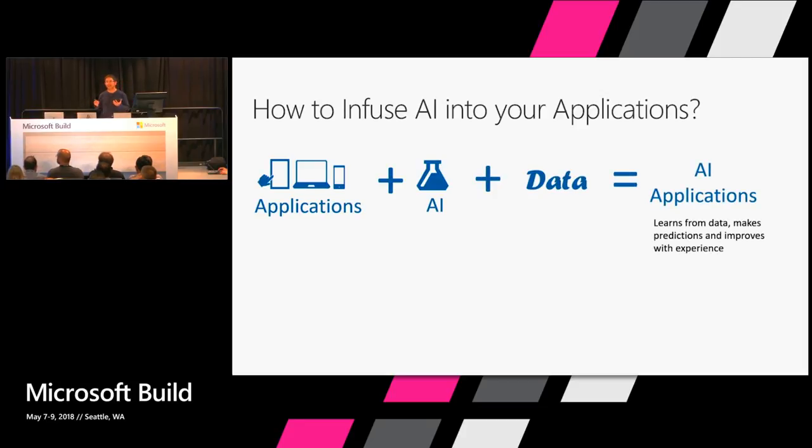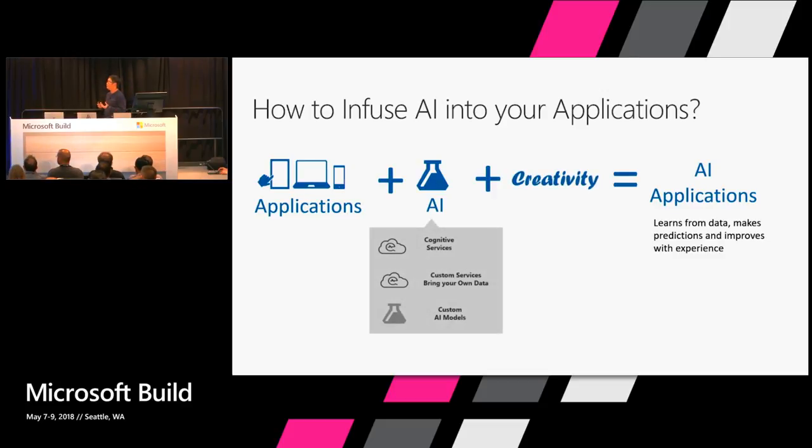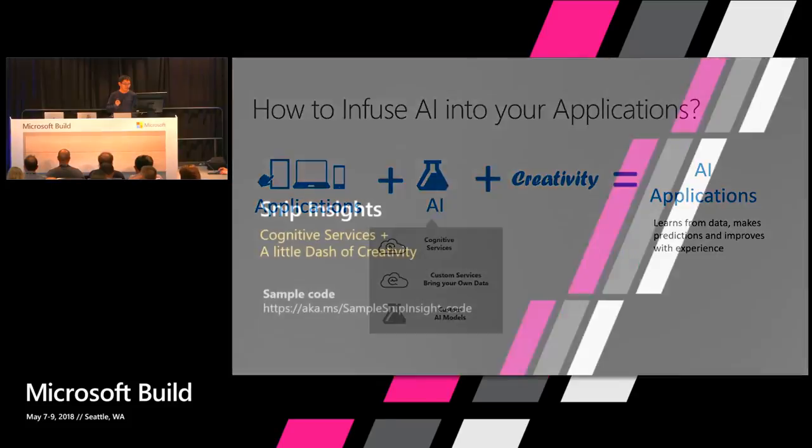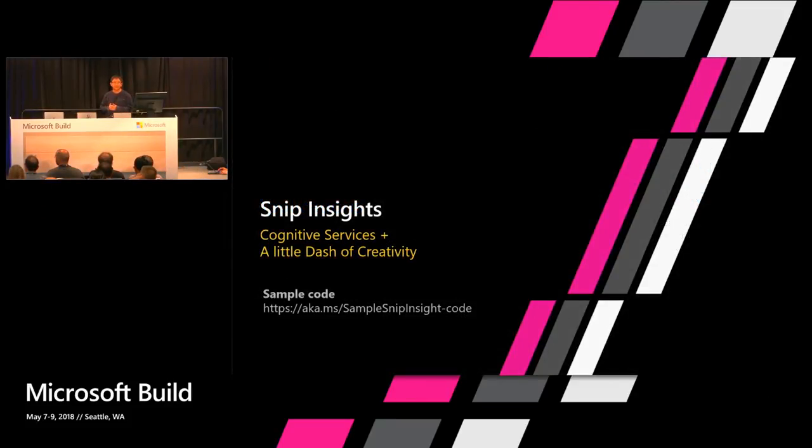But we realized that, as you saw in a lot of the demos in this keynote this morning, it's not just about data. You really need a tinge of creativity, and you need a lot of help from many of the services that have been announced today, whether it's cognitive services, bringing your own data and building your own models, or even customizing your AI models. And therefore, without further ado, I'm going to show you the first demo, which we call Snip Insight.